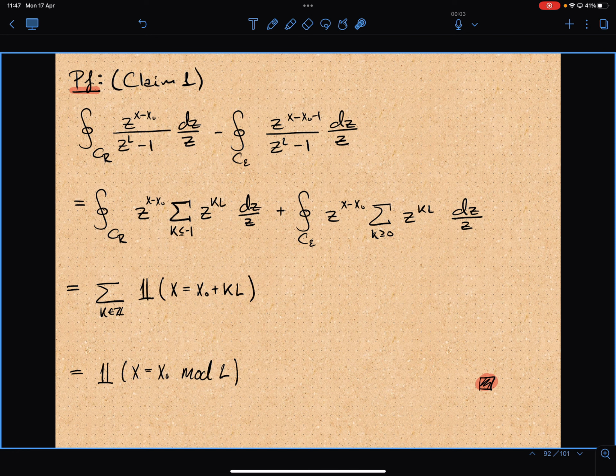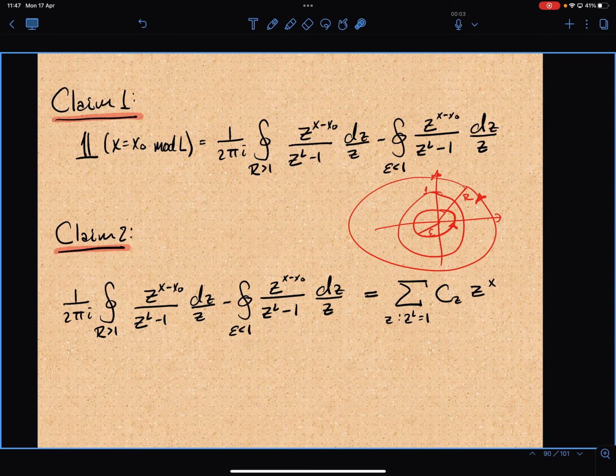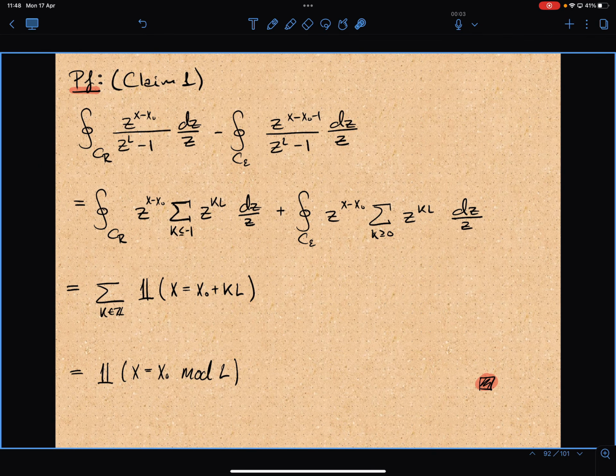Yeah? Can you run a couple steps so I can see what you wrote for the claim? It looks like in the second integral there's z to the x minus x naught, and then it looks like there's an extra minus 1 there. Yeah, sorry. I meant to erase this one.